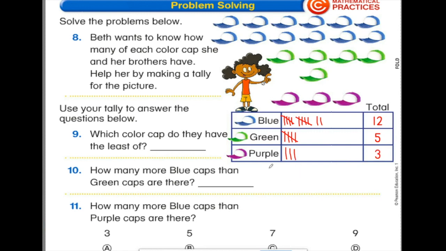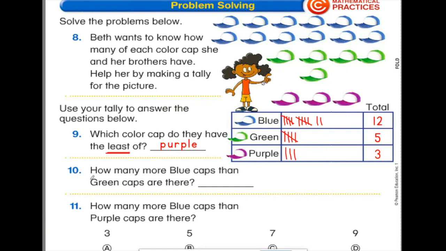Now let's move on to question number 9. It says, which color cap do they have the least of? Key word in that problem is the word least. When you think least, you think the fewest, the smallest number of caps. So look at our tally chart and find which number of caps is the least, the smallest, and you'll see that that is the purple caps, of only 3.